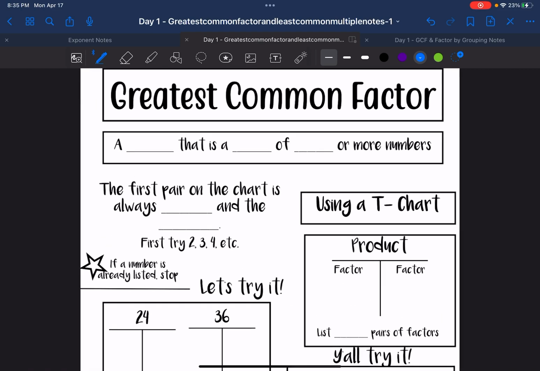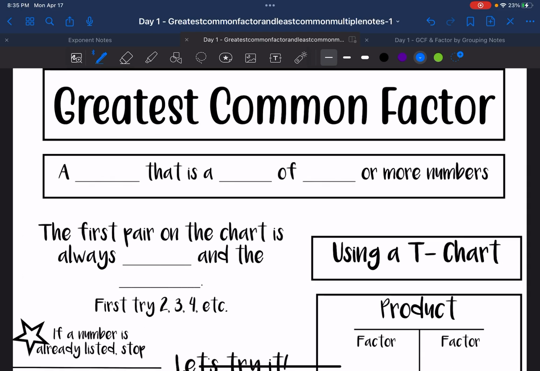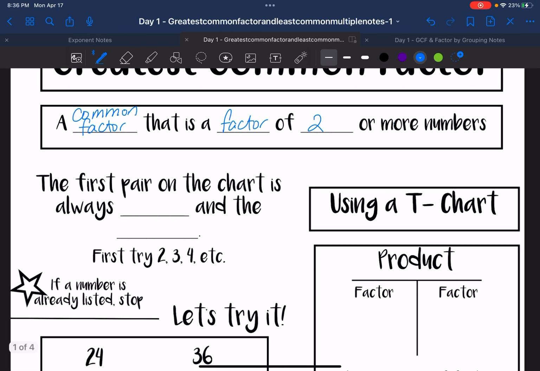So, greatest common factor. Quick definition: a common factor is a factor of two or more numbers. What that's saying is we are looking at two numbers, comparing them and seeing which are the common factors. In our case, we're most concerned with the greatest common factor, the biggest number that is a common factor.